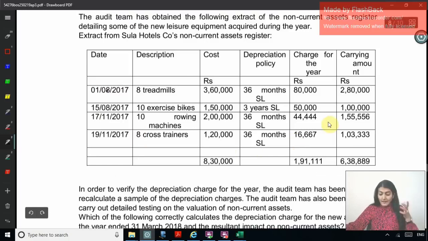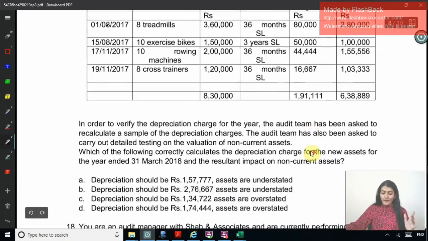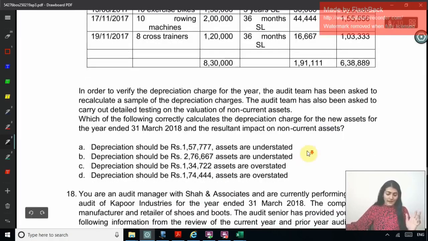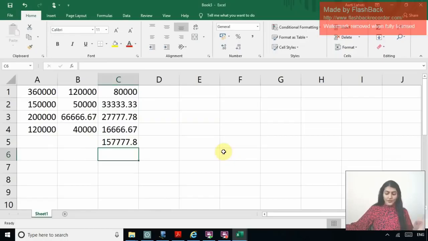157,777. This is as per our calculation. How much should be the charge for depreciation? 157,777. And how much is the charge as per their books? As per their working, 1,91,111. So depreciation should be 1,57,777 and therefore the assets are understated. Should it be 1,71,000? Should it be 1,91,000? No, it should be 1,57,000. So the correct option over here is A.